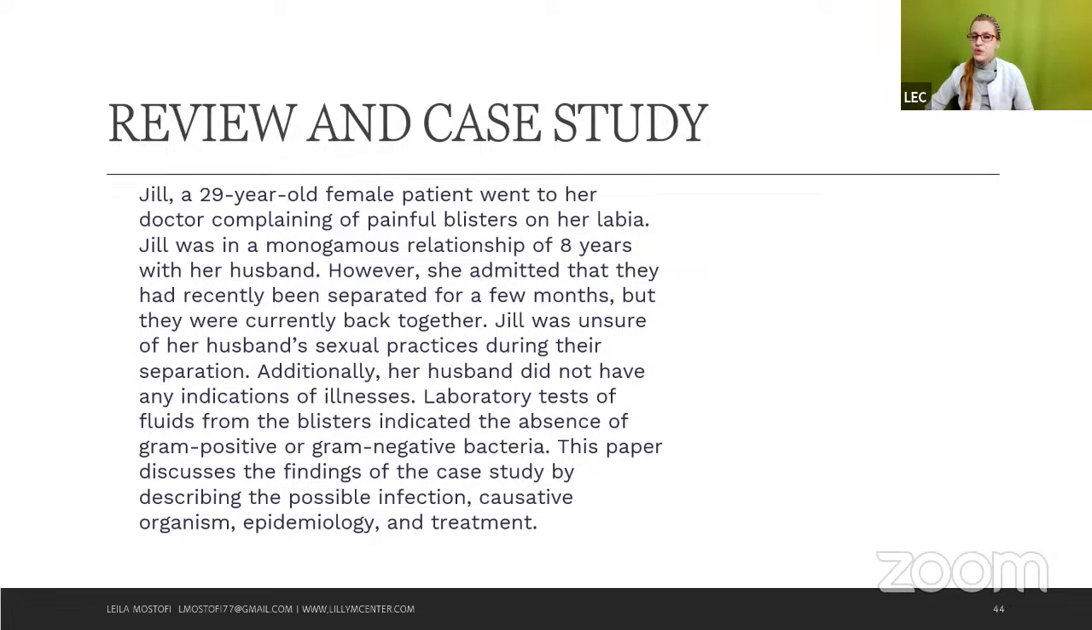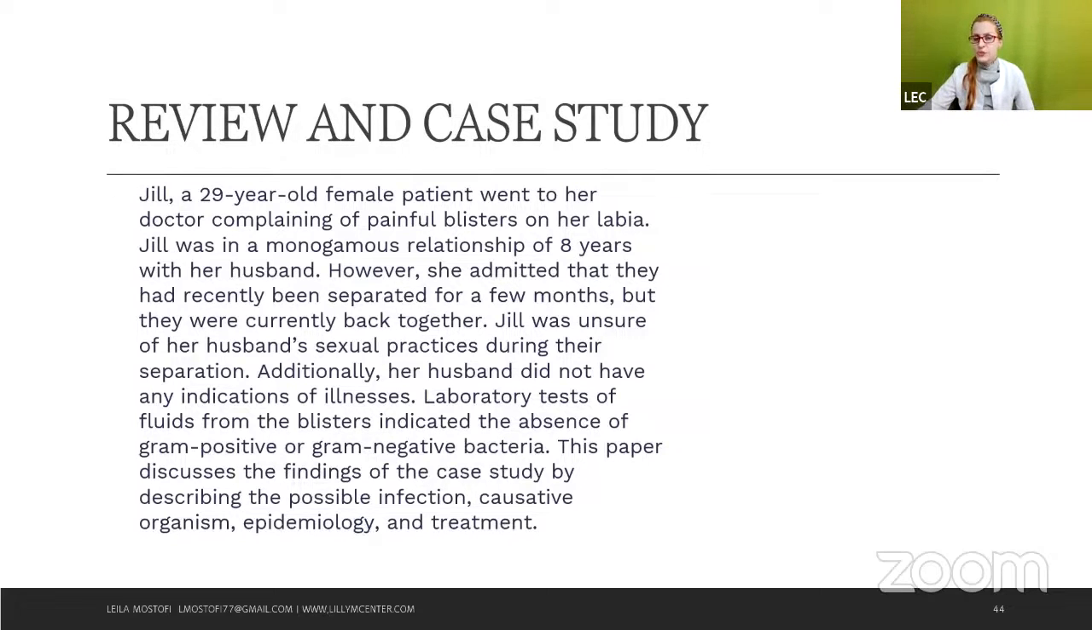A 29-year-old female patient went to her doctor complaining of a painful blister on her labia. Jill was in a monogamous relationship of 8 years with her husband. However, she admitted that they had recently been separated for a few months, but they were currently back together. Jill was unsure of her husband's sexual practice during their separation. Additionally, her husband did not have any indication of illnesses.